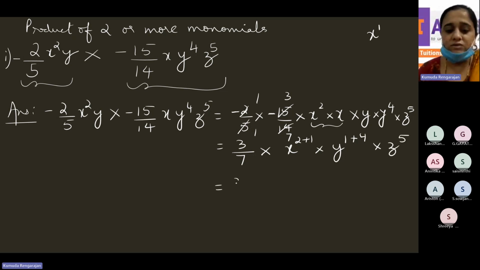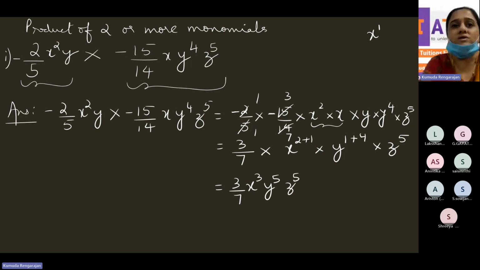Now x to the power 3, y to the power 5, z to the power 5. You don't have to show the multiplication operation in the middle, so you can just write x to the power 3, y to the power 5, and z to the power 5. So this is the product. What we just saw is the method to multiply a monomial with another monomial, a single term with another single term.